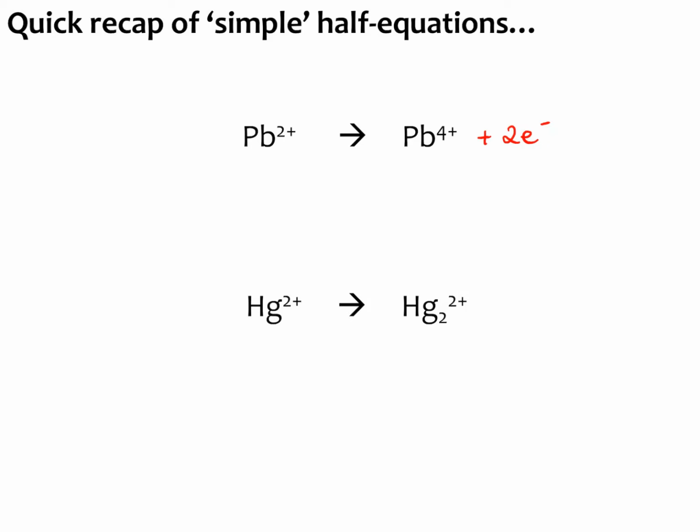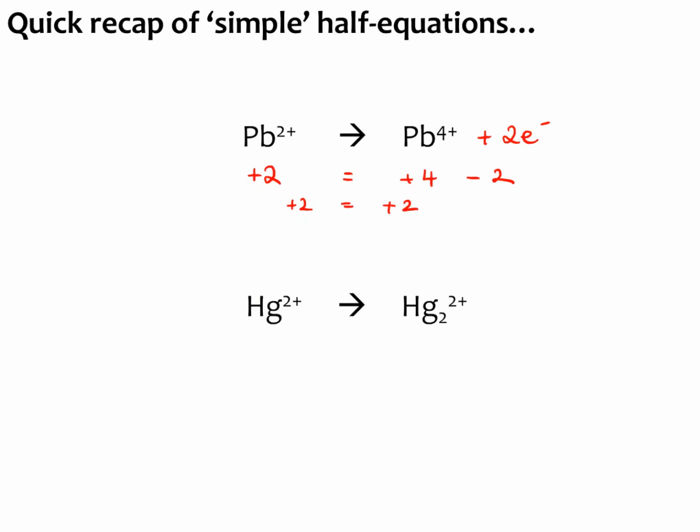Now we can check that mathematically, just making sure our charges are balanced correctly. If we think about the arrow being an equal sign, we've got a plus 2 on the left hand side, a plus 4 for the Pb4 plus, and then a minus 2 for the 2 negative electrons. Mathematically, plus 2 equals plus 2, because plus 4 minus 2 equals plus 2. That tells us the electrons are correct in terms of number and position in terms of left or right.